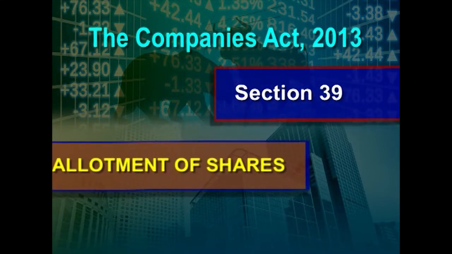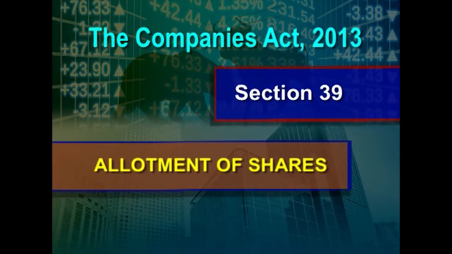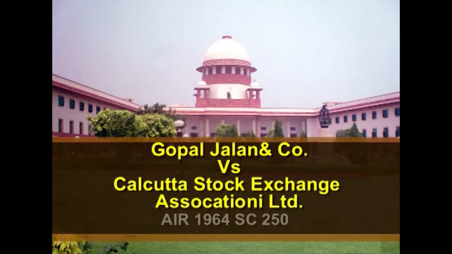Section 39. Allotment of shares. In Gopal Jalan and Company versus Calcutta Stock Exchange Association Limited, AIR 1964 Supreme Court, page 250, where a prospectus is issued by a company inviting offers from the public to subscribe for its shares, a person who applied for shares makes an offer to subscribe for them, and the company accepts the offer by allotment of shares.